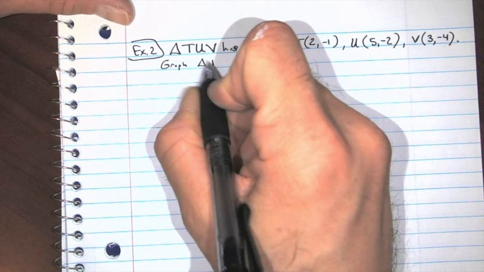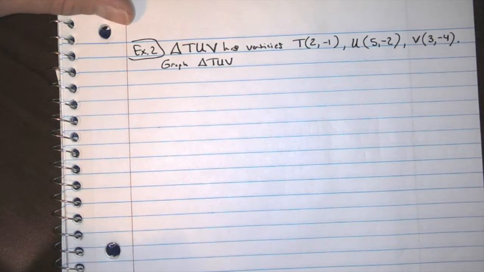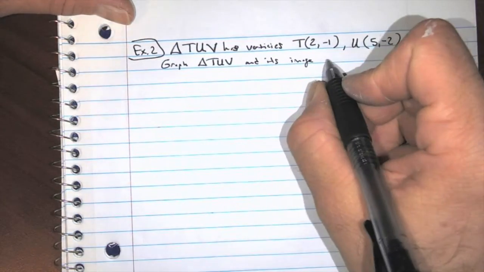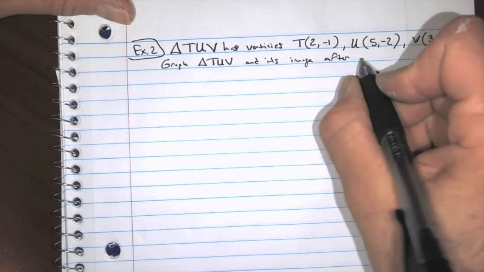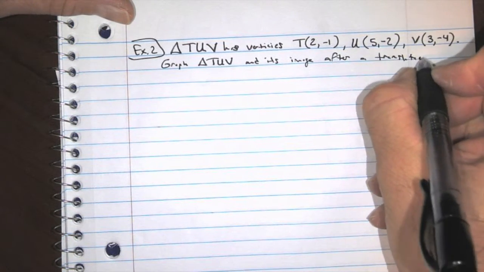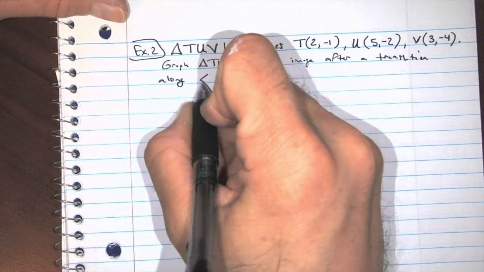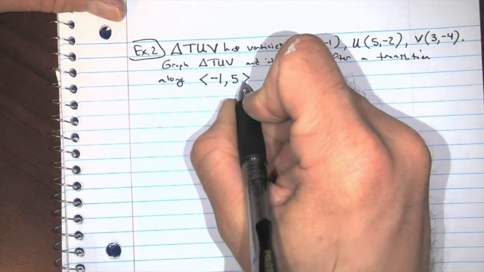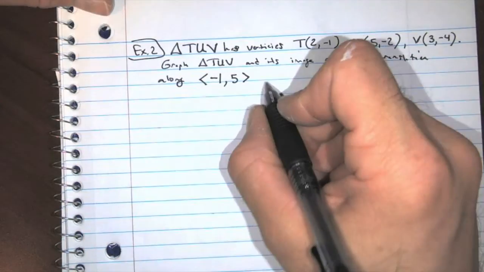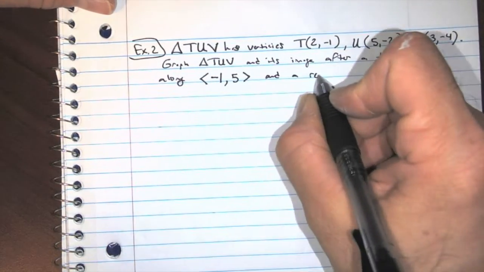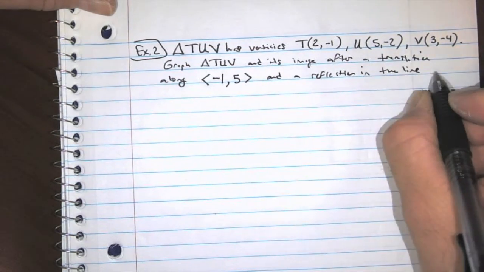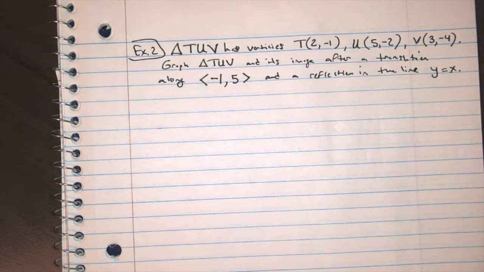Okay, graph triangle TUV and its image after a translation along the vector, let's do -1, 5, and a reflection in the line y equals x.